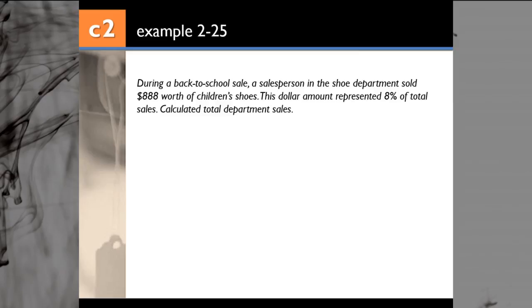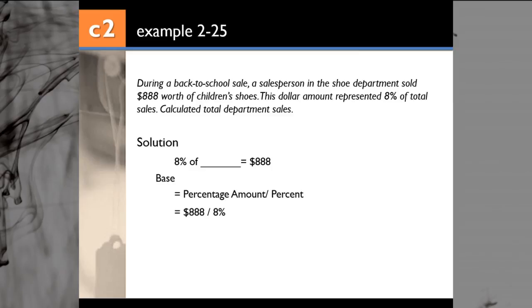Okay. In this question, what do you know? Yes, you don't know the total amount. So you have to calculate the base, but you know, yes, the percentage amount and percent. So 8% of this total number is going to be $888. As you see from the previous slide, the formula to calculate the base is your percentage amount divided by the percent. So that means $888 divided by 8%.